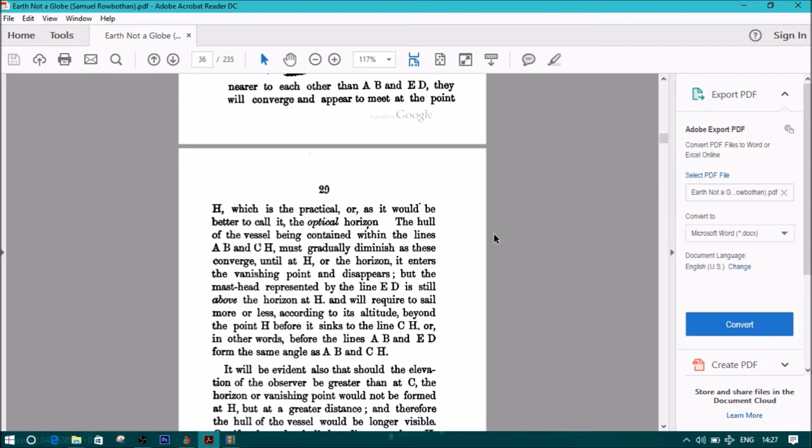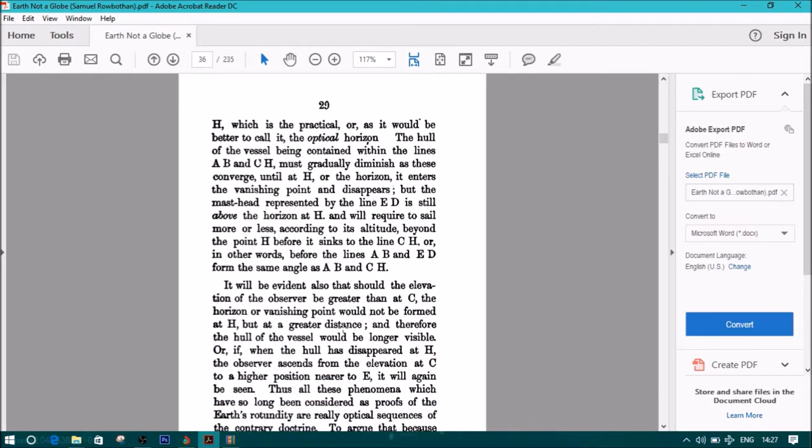But the masthead, represented by the line ED, is still above the horizon at H, and will require to sail more or less, according to its altitude, beyond the point H before it sinks into the line CH, or in other words, before the lines AB and ED form the same angles as AB and CH. It will be evident that, should the elevation of the observer be greater than C, the horizon or vanishing point would not be formed at H, but at a greater distance, and therefore the hull of the vessel would be longer visible.